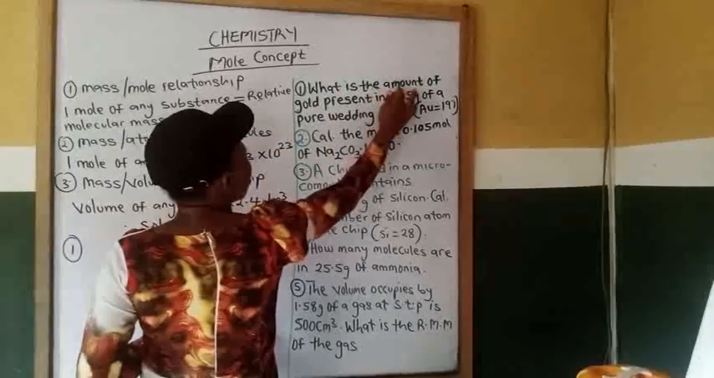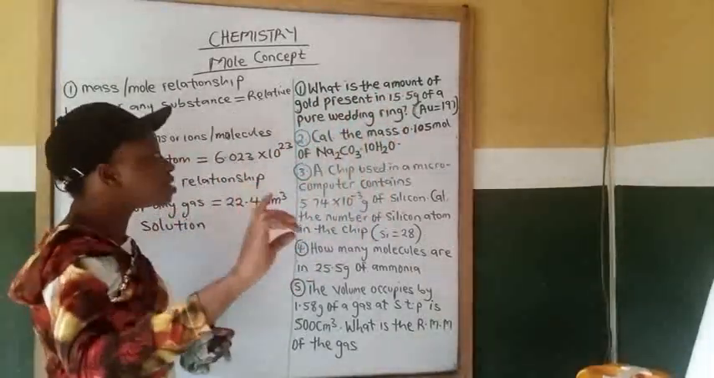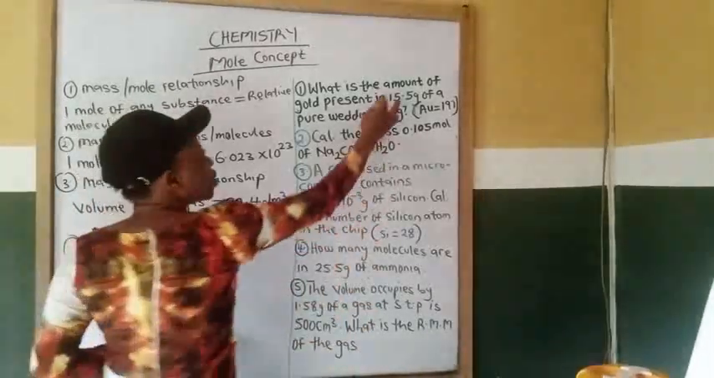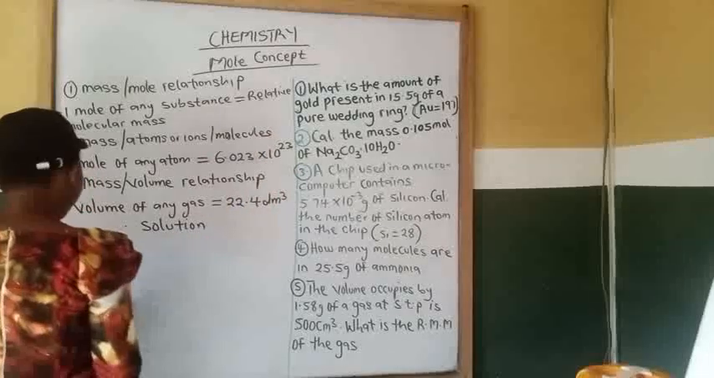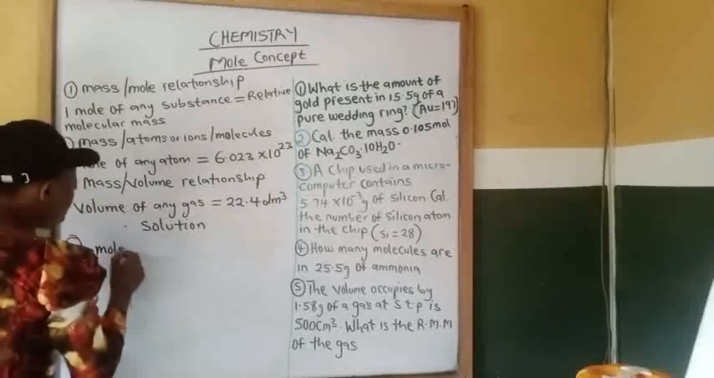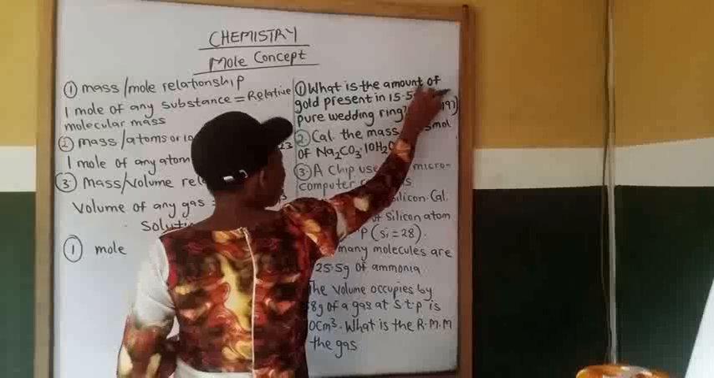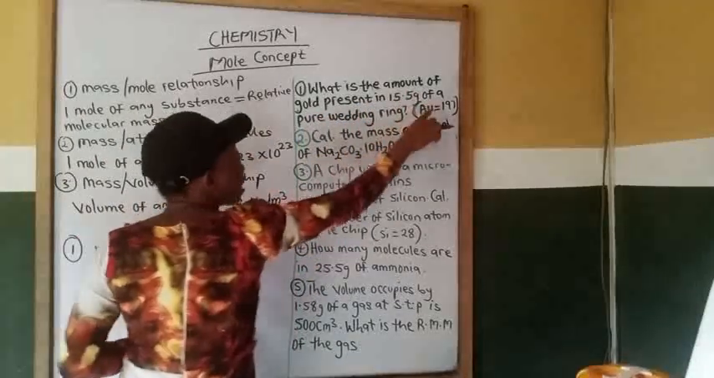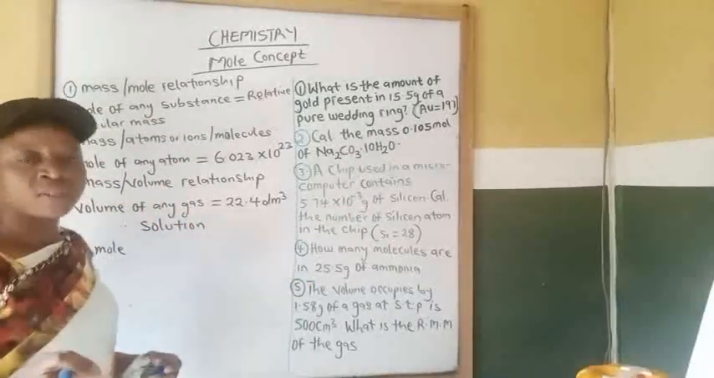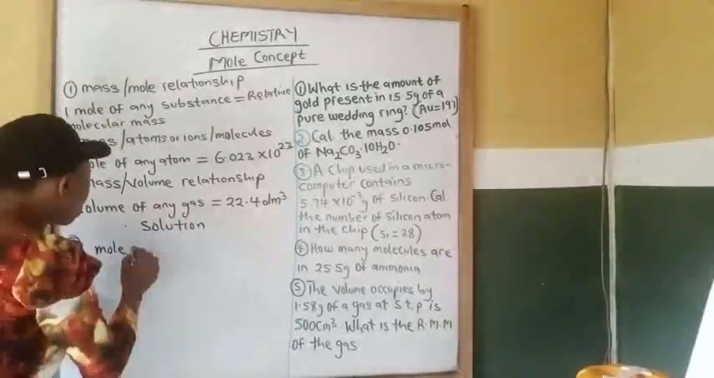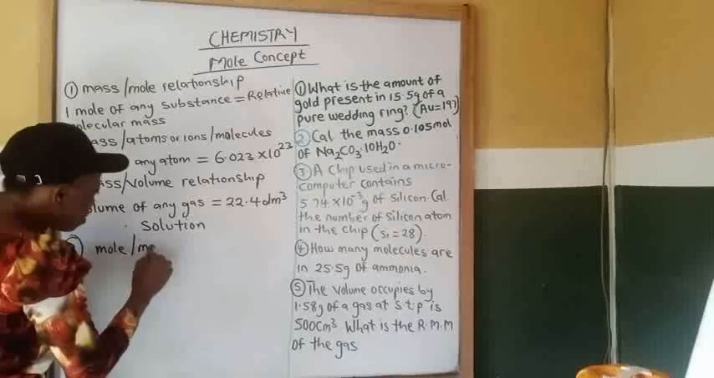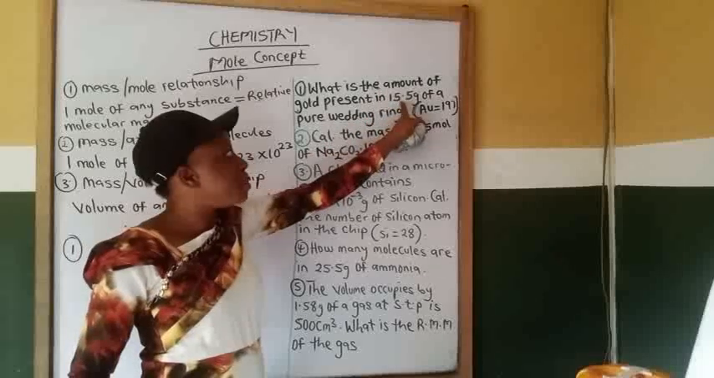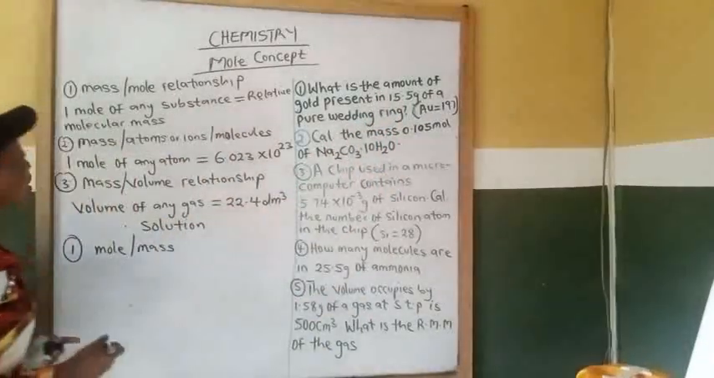What is the amount? Don't forget that amount is also known as mole. So this question is talking about mole. What is the amount, which is mole, of gold present in 15.5 grams? Anything in grams is the mass of a substance. So this question is talking about the number of mole and the mass of a substance.